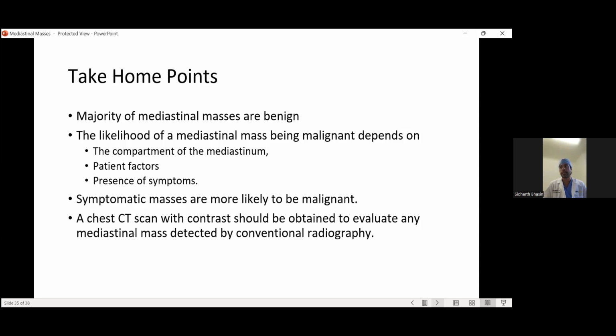Symptomatic masses are more likely to be malignant, and those will be the easy ones to categorize. If a patient has a mass which is big enough to cause symptoms, then this would definitely need further intervention.